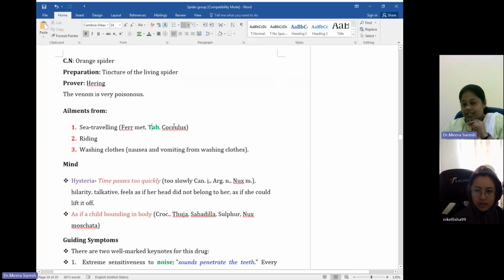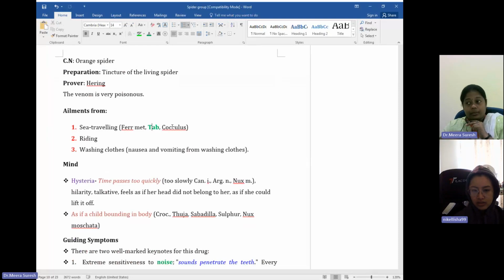Then this one, Lachesis. Recently I tried it, but not for sea traveling. It is for a baby. The baby is now five years old. She had this symptom of motion sickness, traveling sickness, in any kind of vehicle.